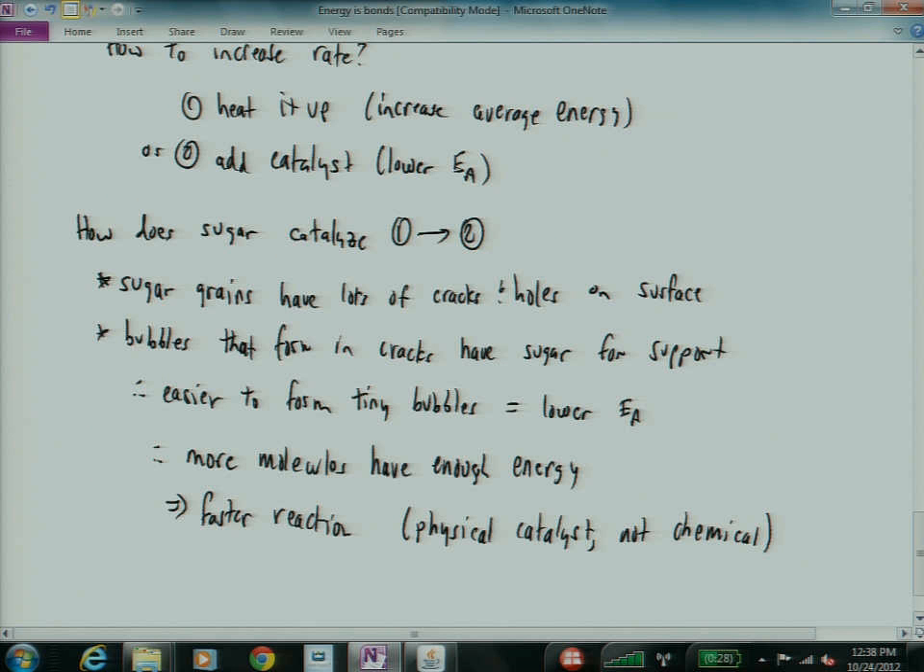Questions about this, how it relates to catalysis? I'm going to take it a step further in a minute, but I just want to make sure everybody's with me on what I'm talking about: catalyzing, reducing energy, that kind of thing. Yeah, Sabrina.